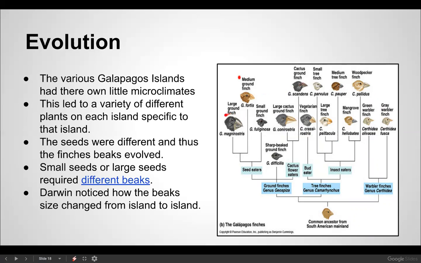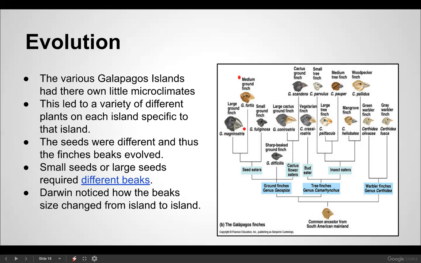So if you look at this beak right here, it probably had very big nuts that it had to crack. So it needed a massive beak. Something like this would be for really, really tiny seeds. So you need a very small beak to pick those up. It would take a lot of energy to pick up little seeds with a big beak, kind of overkill, and you waste energy.